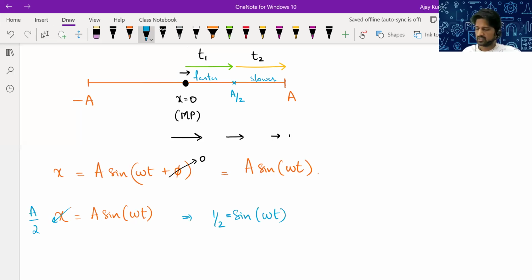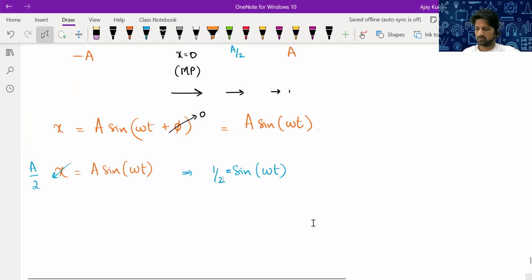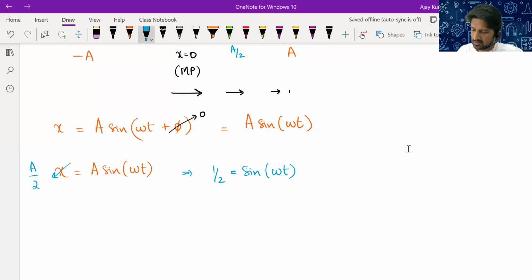Now, you all tell me, sine of what angle is 1 by 2? Okay. Pi by 6 radians, 30 degrees, pi by 6 radians. So, one of the solutions of this equation is omega t is equal to pi by 6. But that's not the only angle where the sine function becomes 1 by 2. There are many other angles as well.